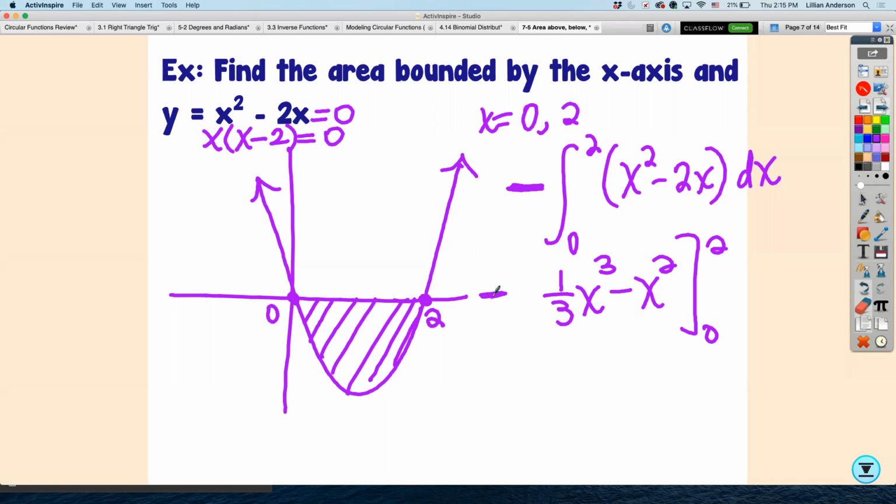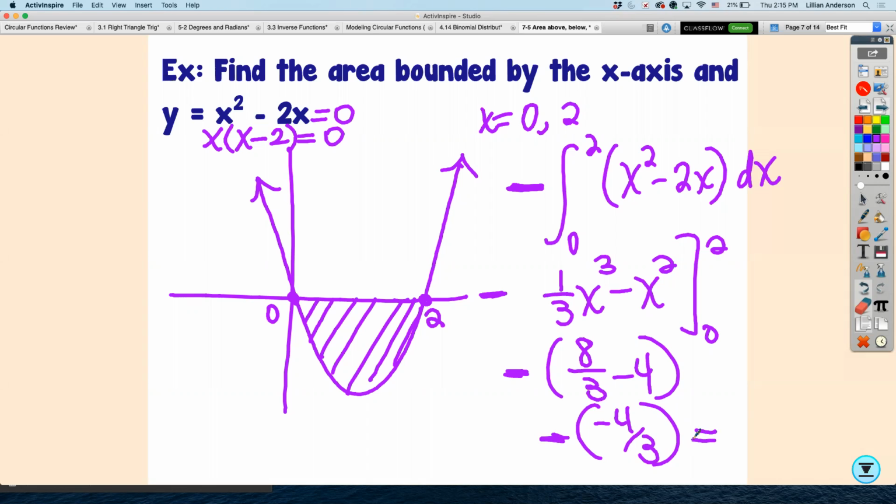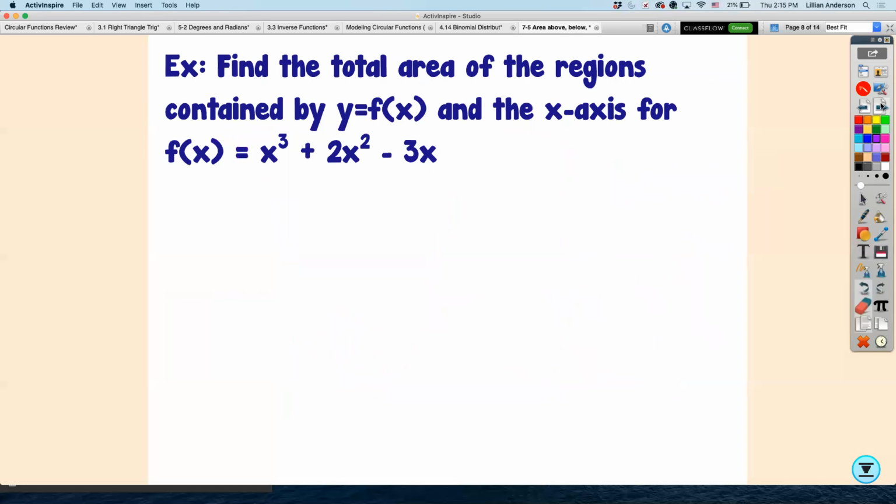Plug in my upper bound, so it's going to give me 8/3 minus 4. Again, I still got this negative on the outside. I'm not going to bother with 0 because when I plug it in, it goes away. So what is 8/3 minus 4? Negative 4/3. But it becomes positive with the negative outside, so you get 4/3. Very good. Let's look at the next one.